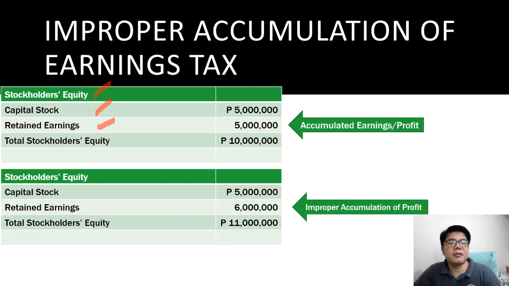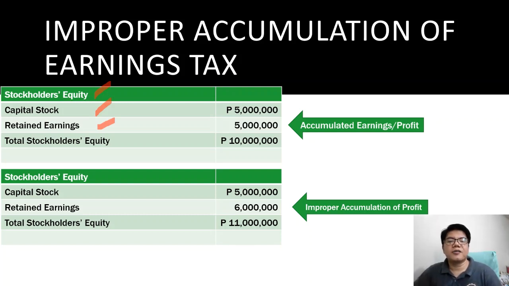So, in the example below, you have 6 million retained earnings. If you will notice, it exceeds the capital stock of 5 million, while the retained earnings is 6 million. So, it seems there is an improper accumulation of profit. It is improper because the stockholders have the right to receive dividends, but you are not declaring dividends. Therefore, Juan as a stockholder is not happy.